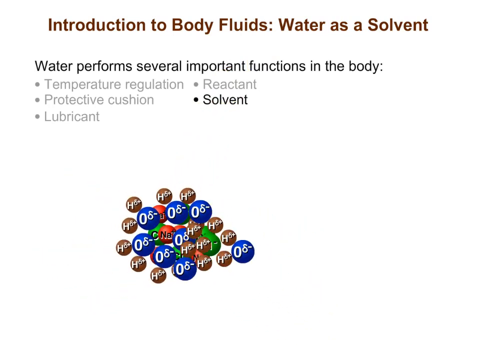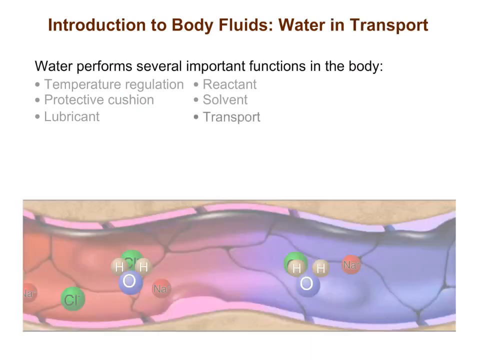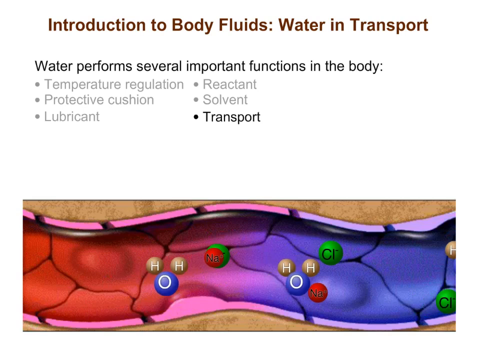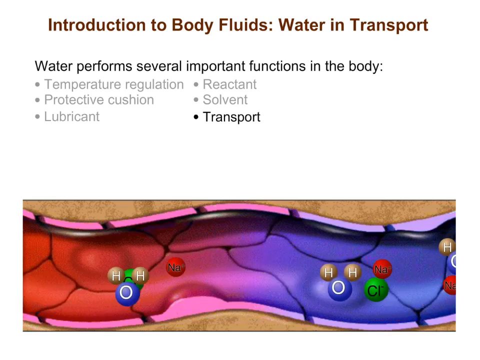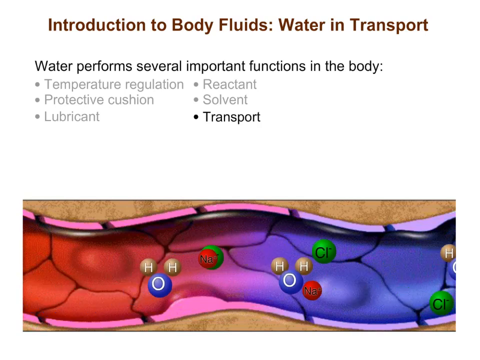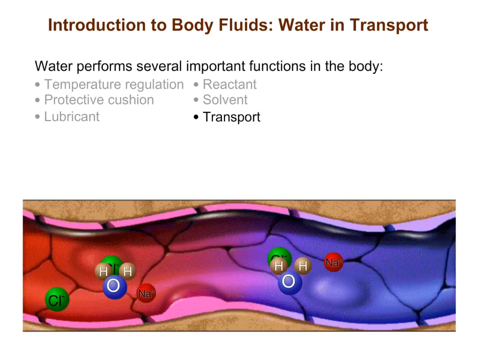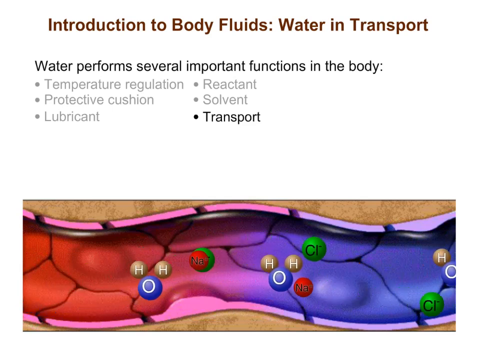Water within cells is an important solvent. It dissolves many of the proteins and other solutes. We are now looking at a blood vessel. Because of water's ability to dissolve ions and molecules within the body fluids, water functions as a medium for the delivery of nutrients and the removal of wastes from the cells through the plasma.